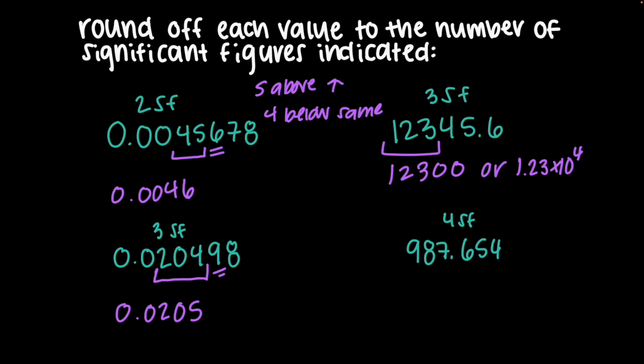For the next number, I have 987.654, so I'm going to start counting at the 9 and stop counting at the 6 for 4 sig figs. 5 will be the first rule, 5 or above, so I'm going to round up, and the value will be 987.7.